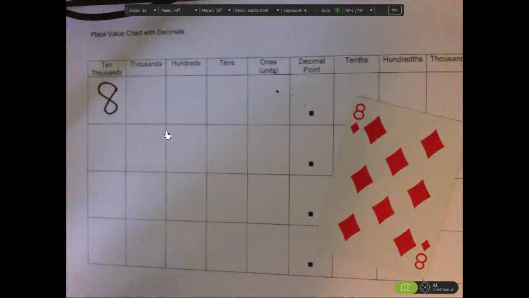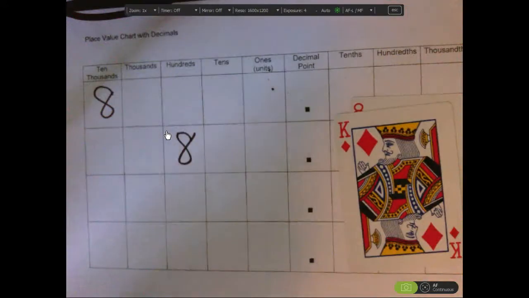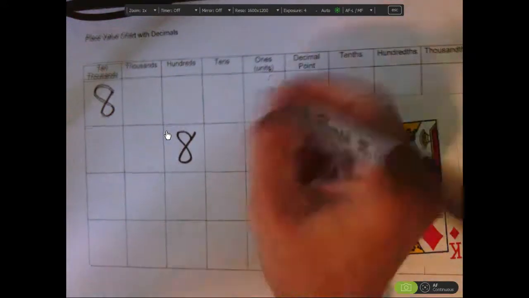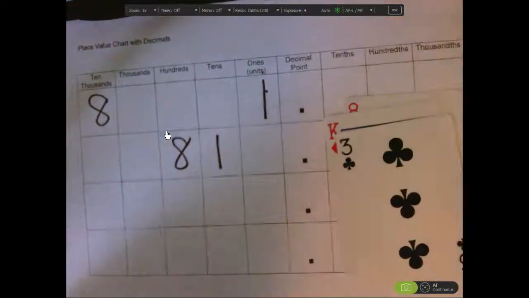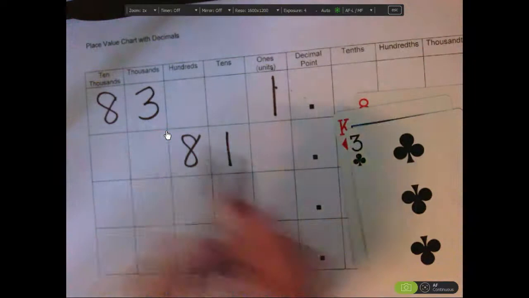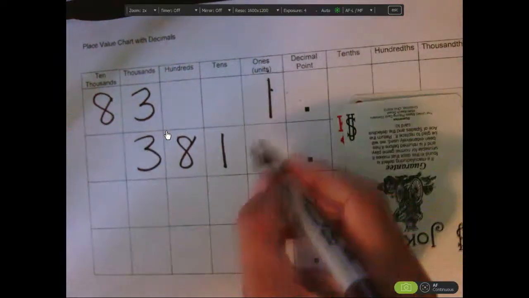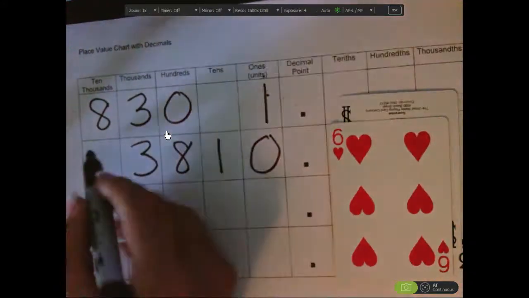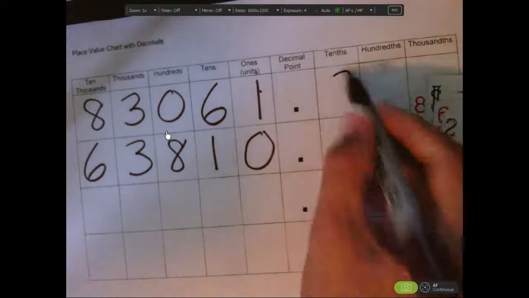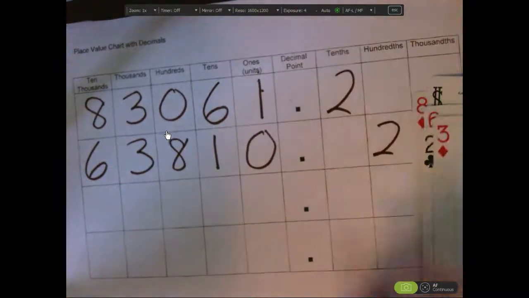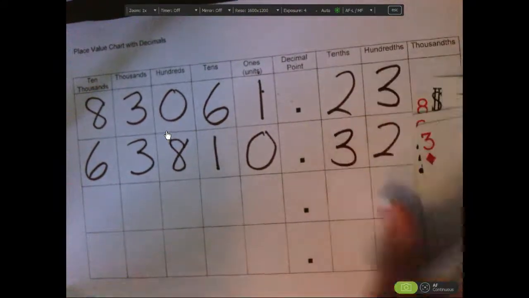With somebody else, and we'll just do this side for right now, you could just say hundreds. Let's see, now we have a king. Well, I'm going to say the kings are 1s, and so I'm going to put mine here. Let's say that we have a 3. We put them in the same spot. Okay, jokers are 0s, so we'll put that there. We have a 6, and then I'm going to keep on going. We have a 2, I'll put that there, and then another 3, so we put that there.